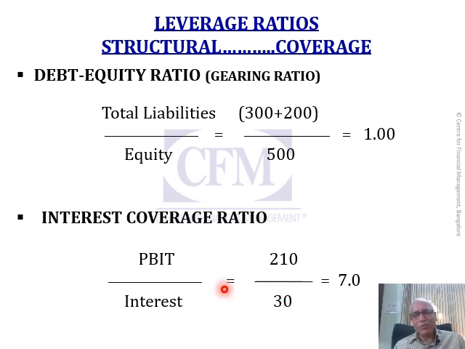PBIT or operating profit is 210 million, interest is 30 million. So interest coverage ratio is 7. In general, an interest coverage ratio of less than 3 is considered to be unsatisfactory. An interest coverage ratio of 5 or more is regarded as fairly satisfactory.